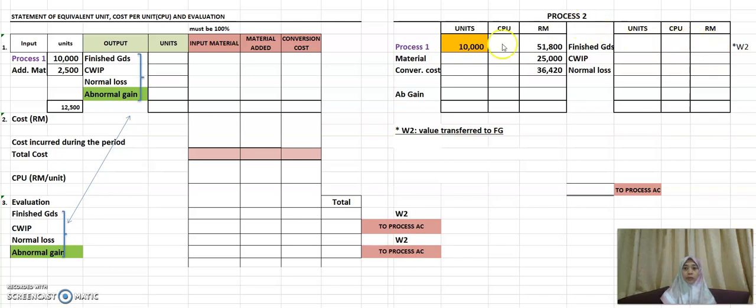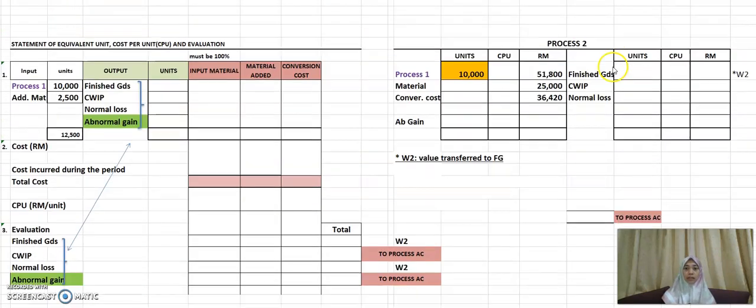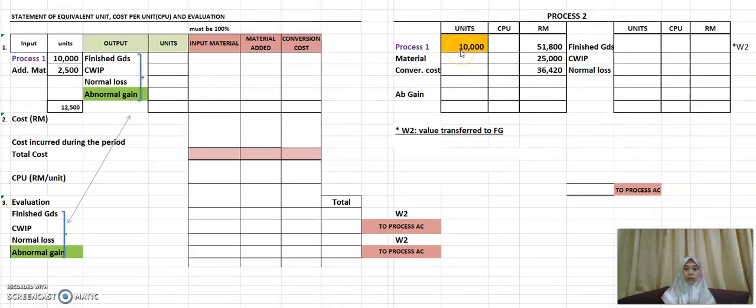For process 2, the first item is from process 1, that is your input. From your input, you will have 10,000. Where do you get these figures? 10,000 at 51,800. Where do you get this value? That is your output just now. So the output to process 2 is 10,000 at 51,800. That is your input to process 2 from process 1.